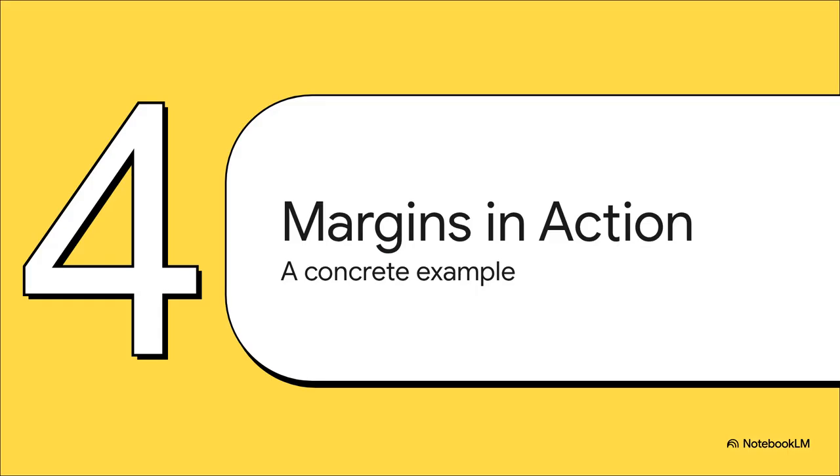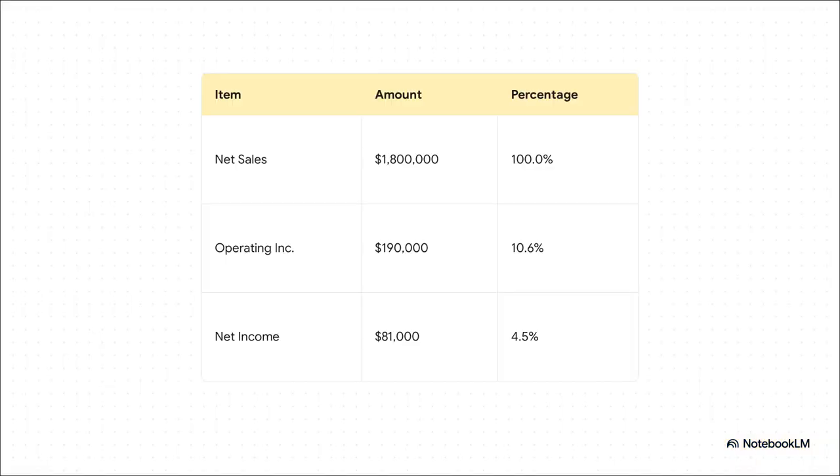Next up, part 4, margins in action, the numbers. Let's look at a concrete example. Let's actually put these formulas to the test with some real numbers. This brilliantly illustrates how a massive top-line number just gets whittled down over time. We'll look at some income statement data pulled straight from the study materials.